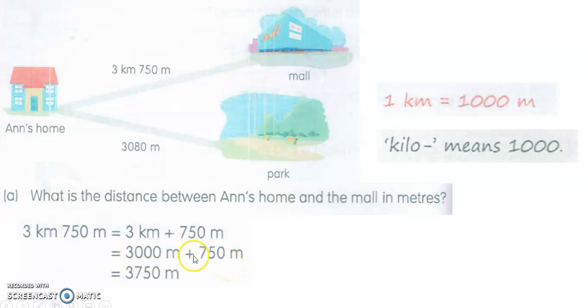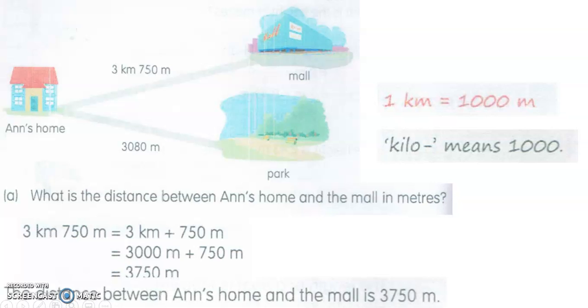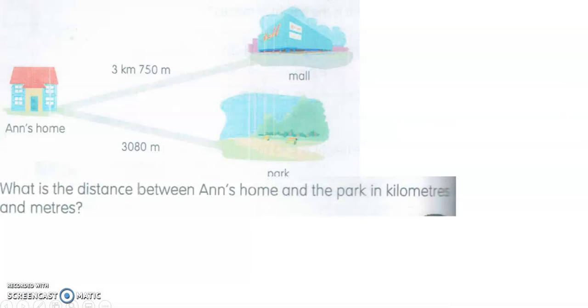Now I will just add both numbers, 3000 plus 750 meters. The addition will be 3750 meters. In this case we're measuring in meters. So the distance between Ann's home and the mall is 3750 meters. Second question is, what is the distance between Ann's home and the park in kilometers and meters?